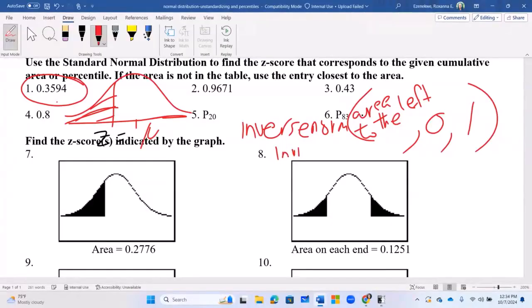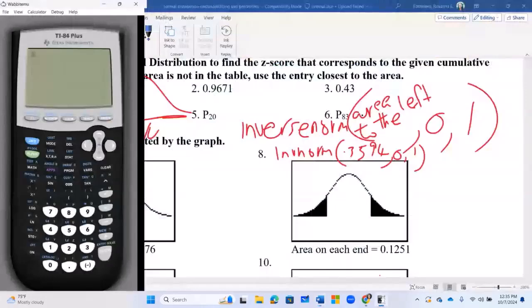So inverse norm, shortcut of that, parentheses 0.3594. This is called percentile, 0, 1. And then I'll put my calculator up and find the z-score. And I can do it with a chart also. I can do it with calculator and I can do a chart.